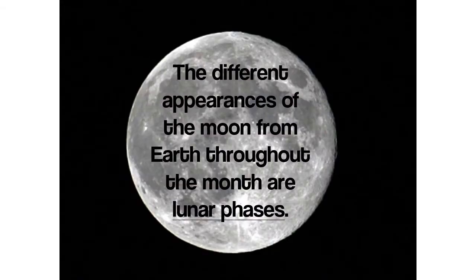So that reflecting of the light of the sun is what creates moon or lunar phases. So lunar phases are the different appearances of the moon from Earth throughout the month. Now, one thing I want you to look at here is that it says the different appearances. So when we look up at the sky at night and see the moon in different shapes, the moon itself is not changing shapes. It always remains the same shape. But because of the reflection of the sun and because of its revolution around us, it makes it appear as if it is changing shapes.